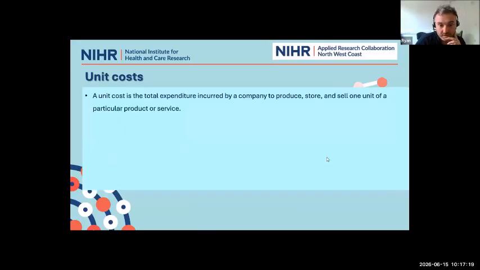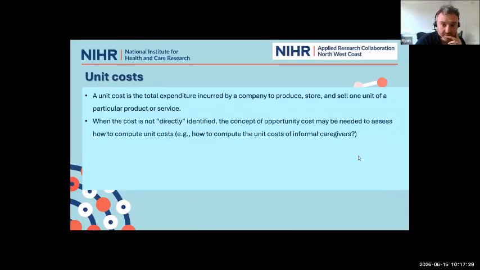Then looking at unit costs. It's the total expenditure incurred by a company to produce, store, and sell one unit of a particular product or service. And when the cost is not directly identified, the concept of opportunity cost may be needed to assess how to compute unit costs. How do you compute the unit cost for an informal caregiver, for example?